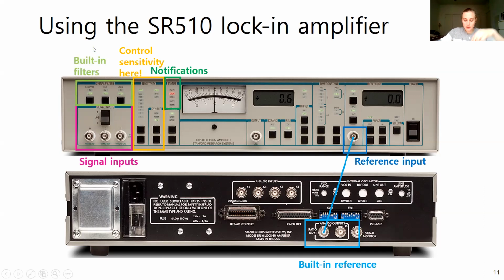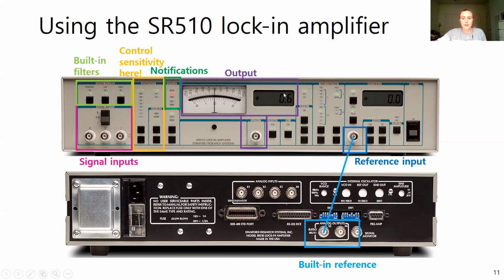There's also some built-in filters over here. So before you even multiply your signal and your reference, you can use these built-in band pass or low pass filters, and you guys will go over the diagram tomorrow to understand what those are. But again, if you're looking at very low signals or at a very high sensitivity, these signal filters can help you avoid overloading the lock-in amplifier.